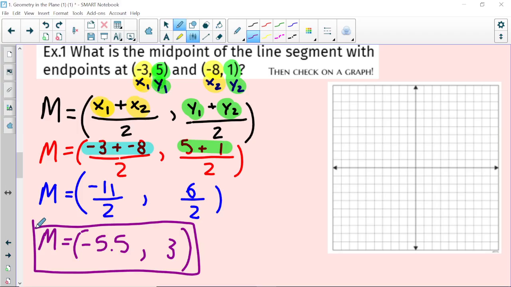Okay. Now it says to check on a graph. So what we want to do to check on a graph is plot our endpoints. Go ahead and plot your endpoint. So our first one is at -3, 5. So I'm starting at the origin, and I'm going -3, so is that left or right? Left. So left, 1, 2, 3, comma, +5. Is that up or down? Up. Good. So left 3, up 5. There's my first endpoint.